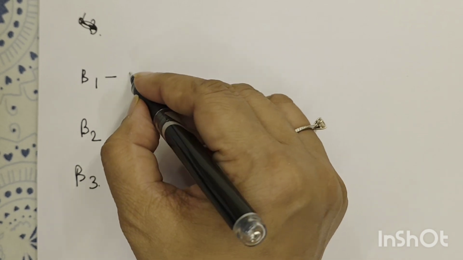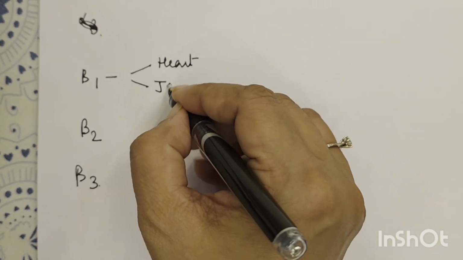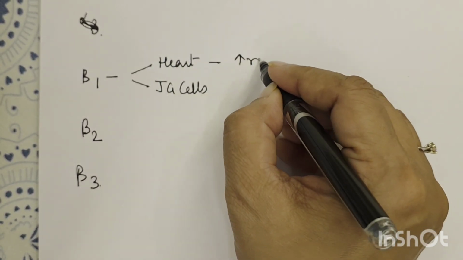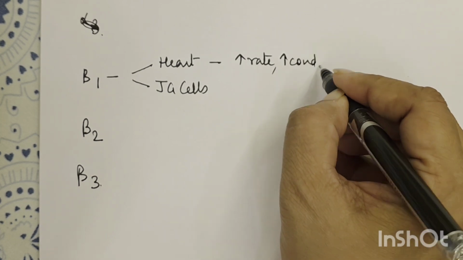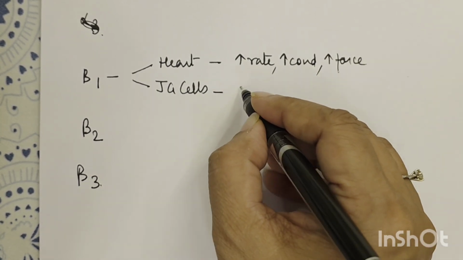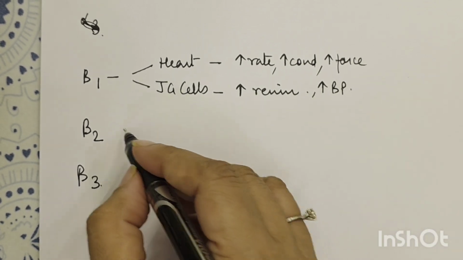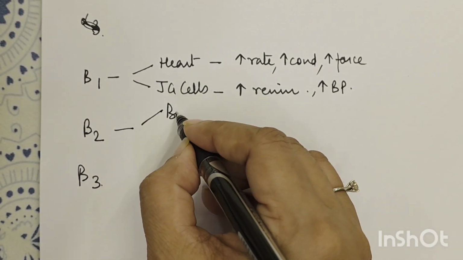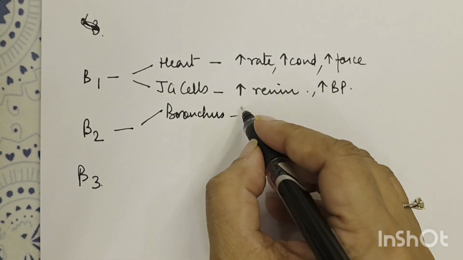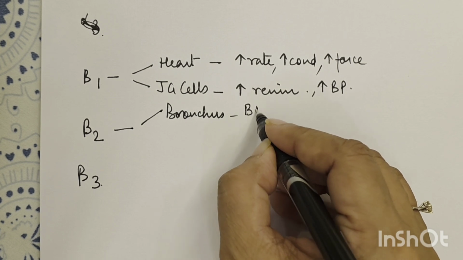We have beta 1. Beta 1 is present on the heart and JG cells. In the heart it causes increased rate of contraction, increased conductivity, and increased force of contraction, right? In JG cells it causes release of renin and increases the blood pressure. Beta 2 is present on bronchus. It basically causes smooth muscle relaxation. So on the bronchus it will cause bronchodilation.